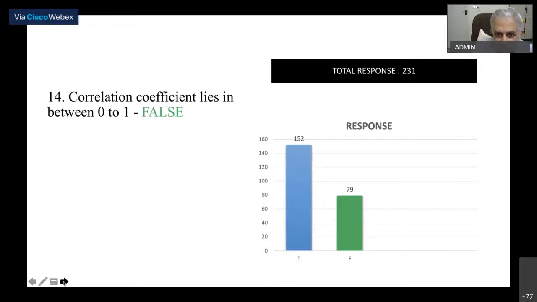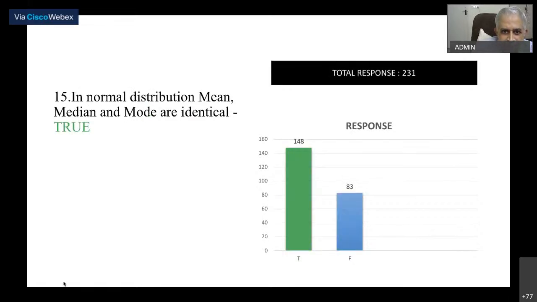So we will correct it next time. So it is true. Correlation coefficient lies between 0 and 1. Next. There is a mistake in the question answer. In normal distribution, mean, median, mode are identical. It's correct. But still 83 people got wrong.